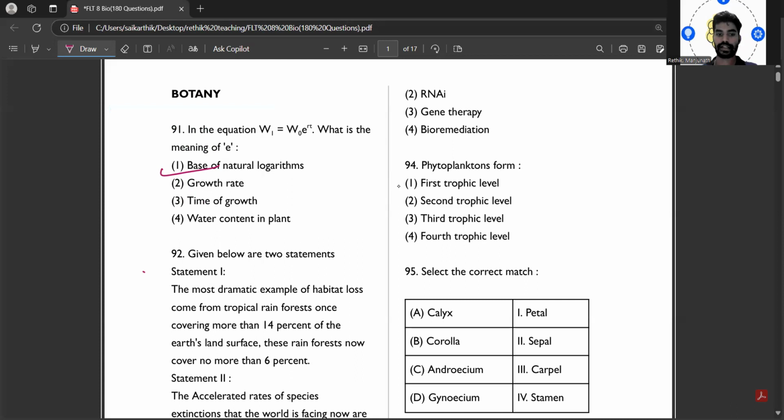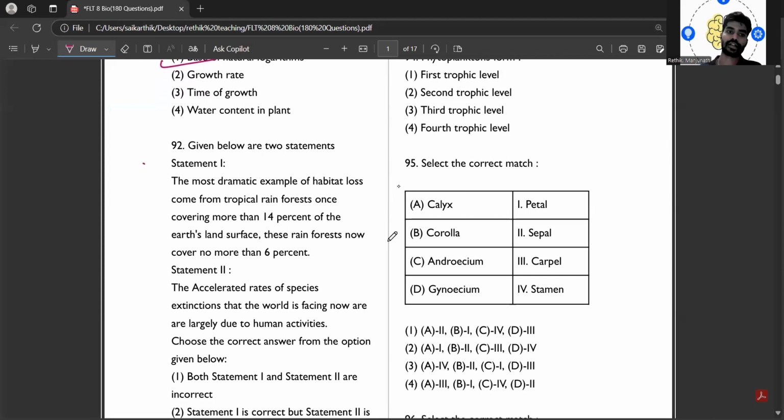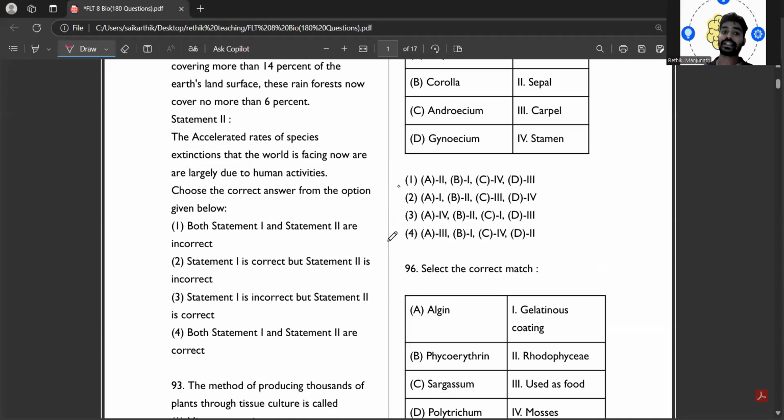Statement one says that the most dramatic examples of habitat loss come from the tropical rainforest, once covering more than 14% of the Earth's land surface. These rainforests now cover no more than 6%. Statement two says that the accelerated rates of species extinctions that the world is facing now are largely due to human activity. We have to choose the correct answer from the given options. It could be both statement 1 and statement 2 are correct.